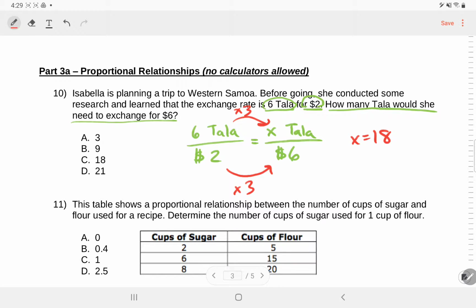And that's proportional. 6 divided by 2 is going to give us 3, and 18 divided by 6 is going to give us 3 as well. They have the same ratio. So our answer is C, 18.